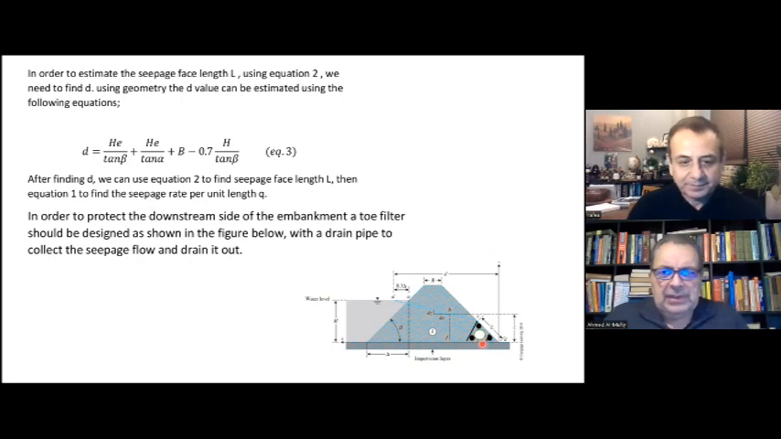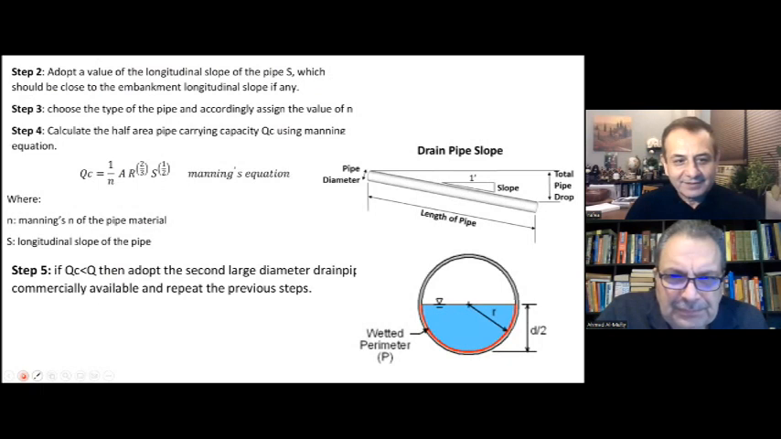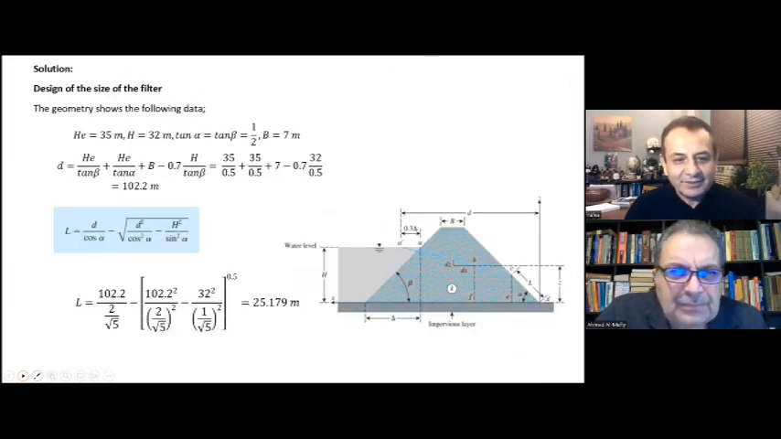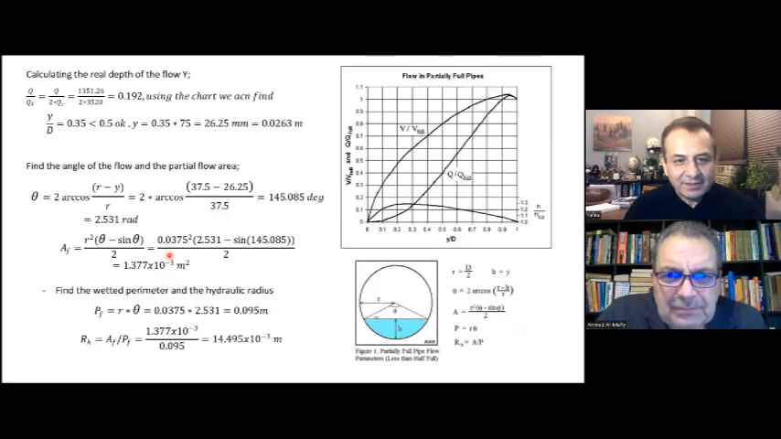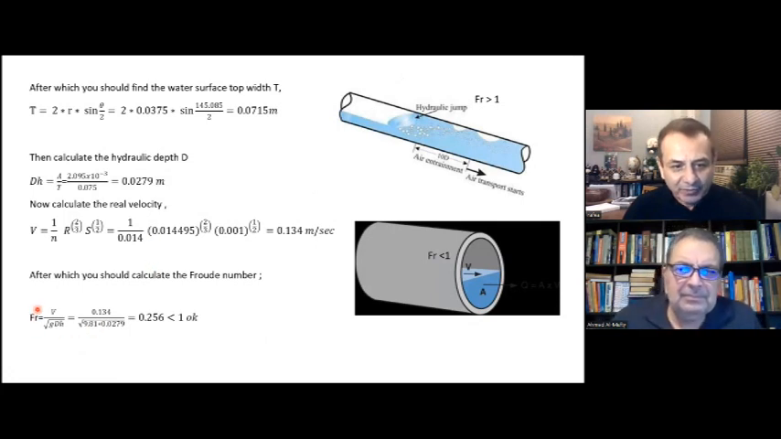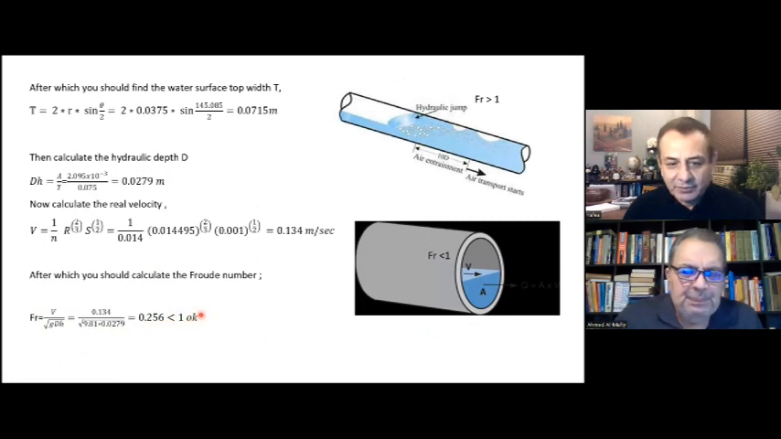Okay, let's finish this. Let's go to the last slide. Okay, so we are here. With all of those calculations, y over D, theta, and area of flow, PF, the wetted perimeter of the real partial flow, and then we calculated the Froude number, as we explained before. So we got 0.256, which is less than 1. That means our design is okay, and we will never have a hydraulic jump.